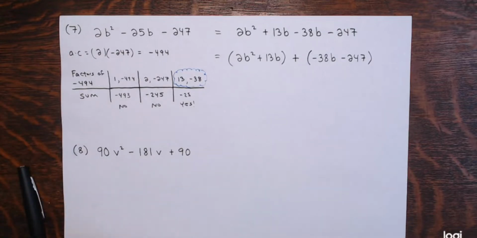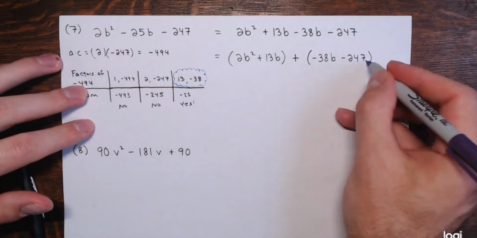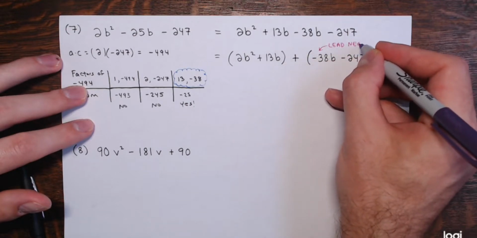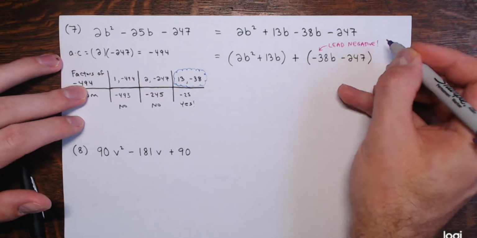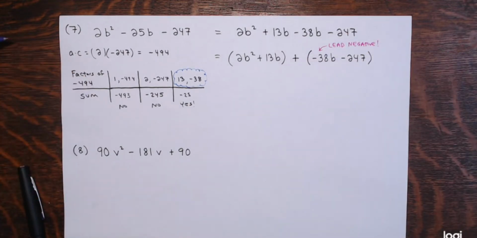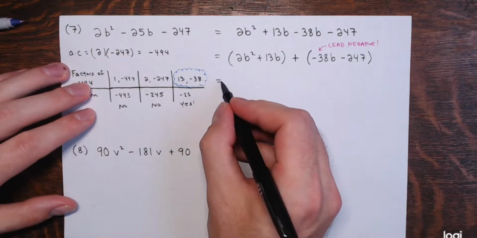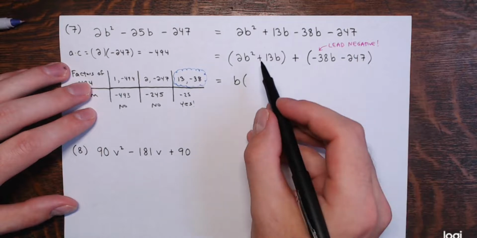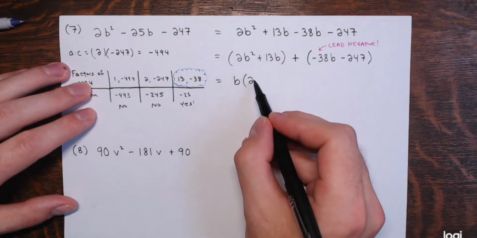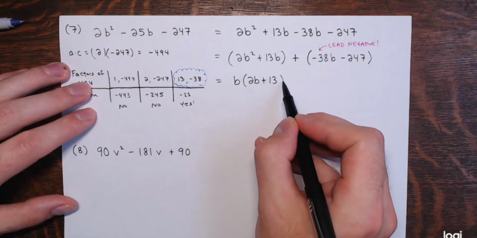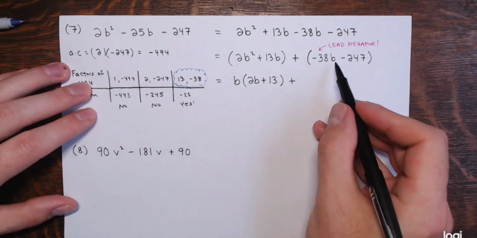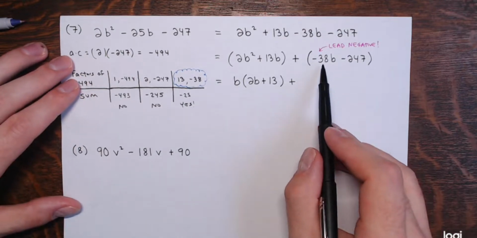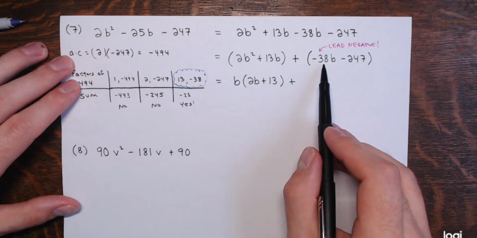And again, we have that case where in this second group, right, the lead is negative. So I'm going to be pulling out the opposite of the greatest common factor in that second group. All right, so the first group, the greatest common factor is just b. Maybe b times and then 2b plus 13. Plus, and then I'm going to pull out the opposite of the greatest common factor.